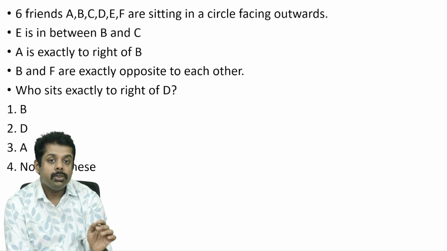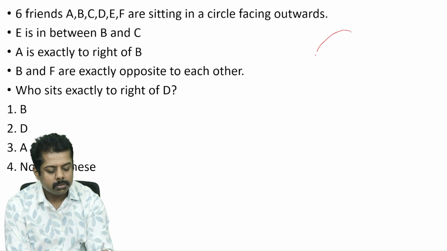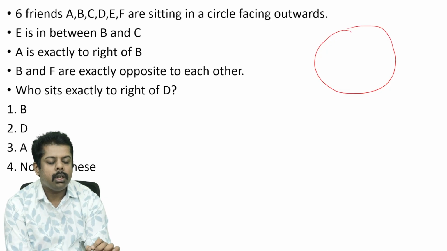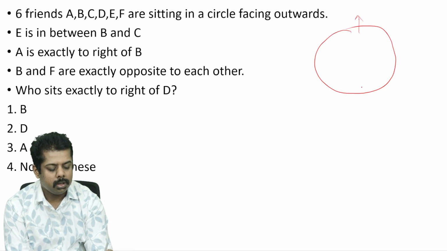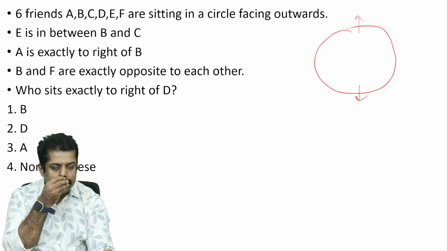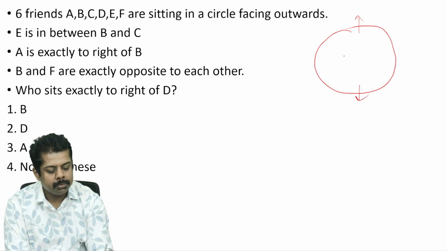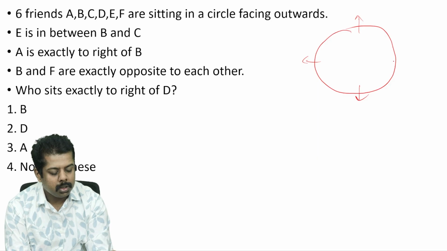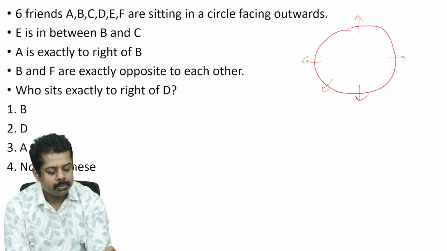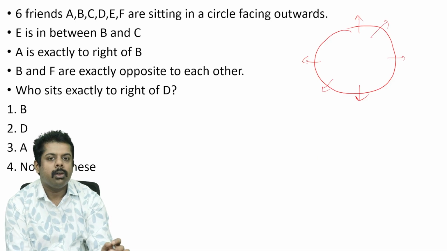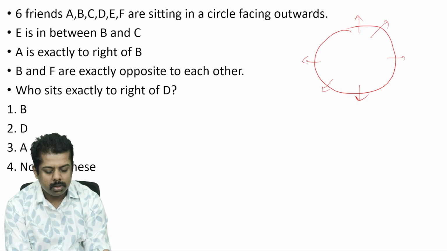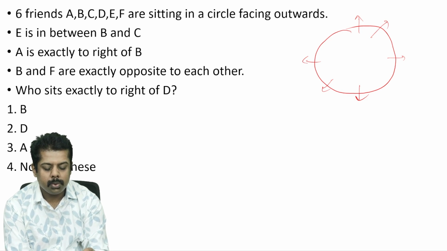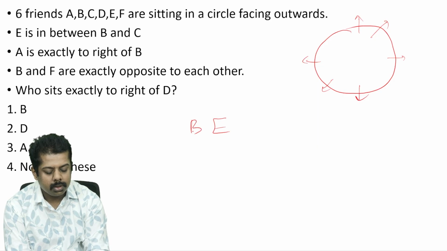Here, as we can see, there are 6 people, but everyone is facing outwards, that means outside. So first what we can do is draw the basic diagram here. So 6 people are there. Now, noting out the points. The first point says that E is between B and C. So E is between B and C.